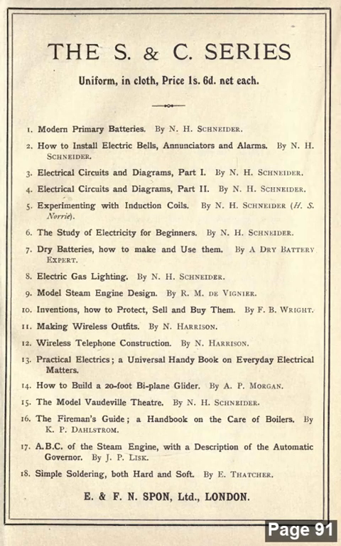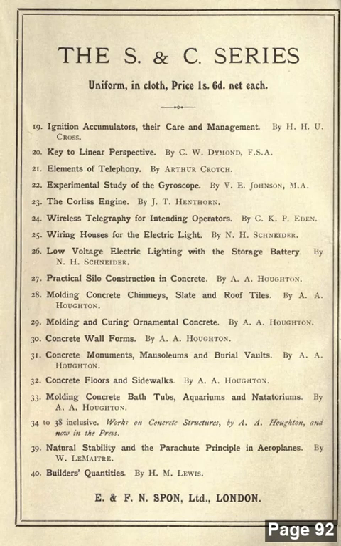9. Model Steam Engine Design by R. M. De Vignier. 10. Inventions, How to Protect, Sell, and Buy Them by F. B. Wright. 11. Making Wireless Outfits by N. Harrison. 12. Wireless Telephone Construction by N. Harrison. 13. Practical Electrics, a universal handybook on everyday electrical matters. 14. How to Build a 20-foot Biplane Glider by A. P. Morgan. 15. The Model Vaudeville Theater by N. H. Schneider. 16. The Fireman's Guide, a handbook on the care of boilers by K. P. Dahlstrom. 17. ABC of the Steam Engine with a description of automatic governor by J. P. Lisk. 18. Simple Soldering, both hard and soft by E. Thatcher. E. and F. N. Spon Limited, London. The S and C series, uniform in cloth.